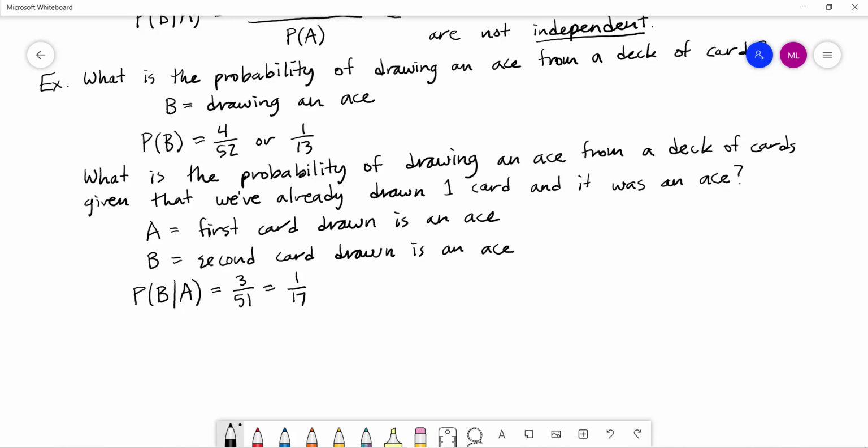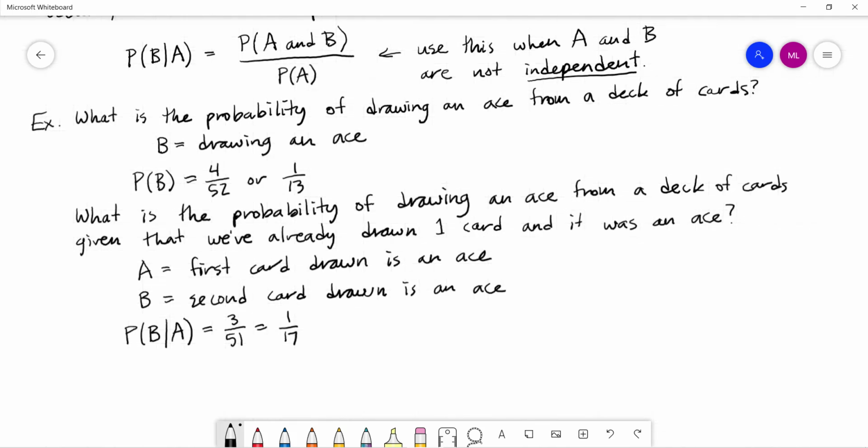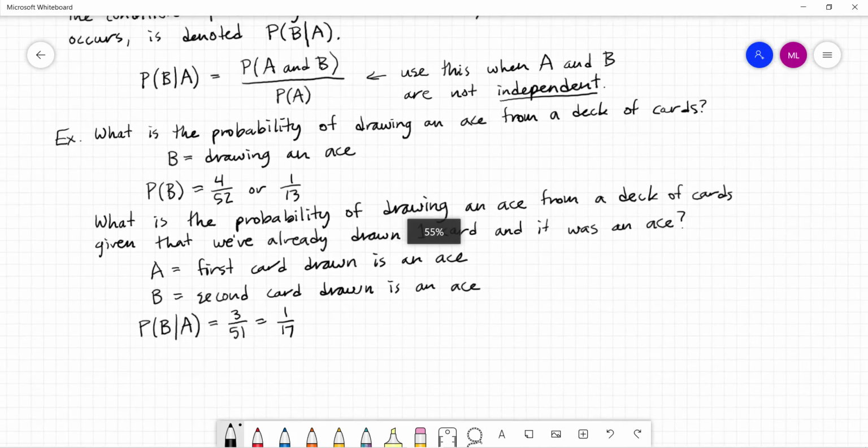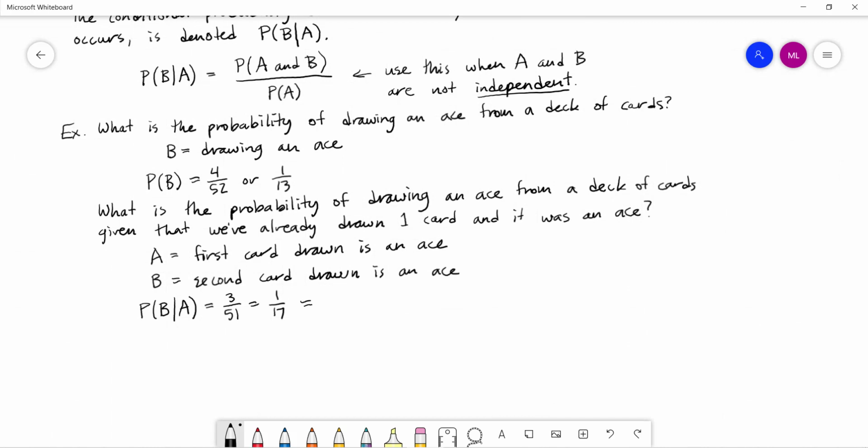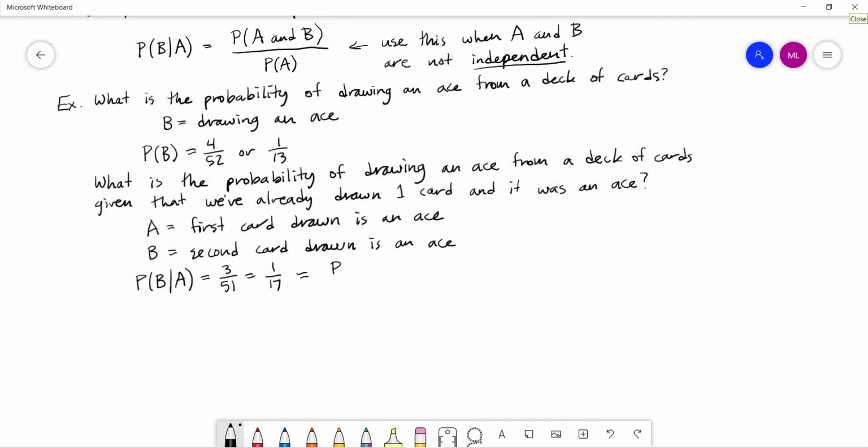But coming back up to the formula at the top, if we weren't able to logic our way through this by just thinking about the scenario, if we were forced to use this formula up here, let's see what that would look like.